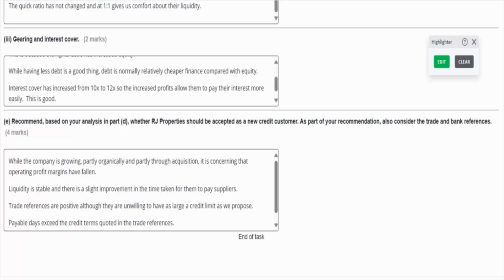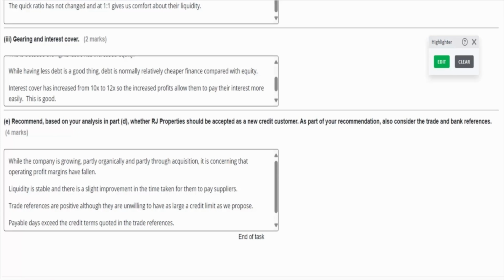The Credit Control Department has received the following information relating to RJ Properties. So before we look at those references, remember the first requirement was asking us to outline whether the sales director should have any role in deciding to grant credit to RJ Properties. And in the information, we're told that the sales director is a friend with the managing director of the potential customer. So we can see that there is a familiarity threat here, and the sales director may lack objectivity. So we can start putting that into our answer.